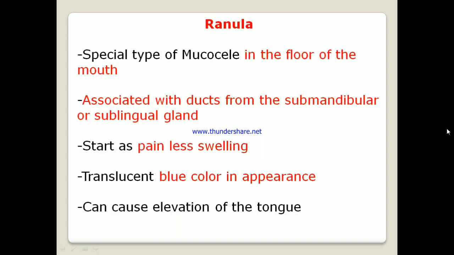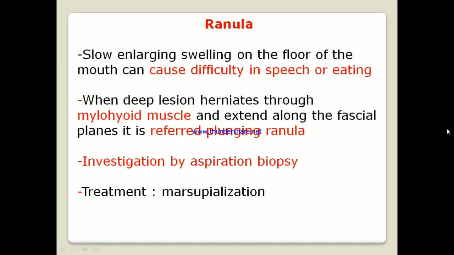Ranula. A special type of mucocele in the floor of the mouth, associated with ducts from the submandibular or sublingual gland. It starts as a painless swelling, translucent blue in appearance, and can cause elevation of the tongue. It is a slow enlarging swelling that can cause difficulty in speech or eating. When a deep lesion herniates through the mylohyoid muscle and extends along the facial planes, it is referred to as a plunging ranula. Investigation by aspiration biopsy. Treatment, marsupialization.